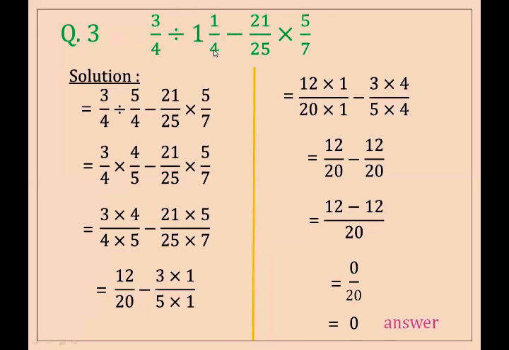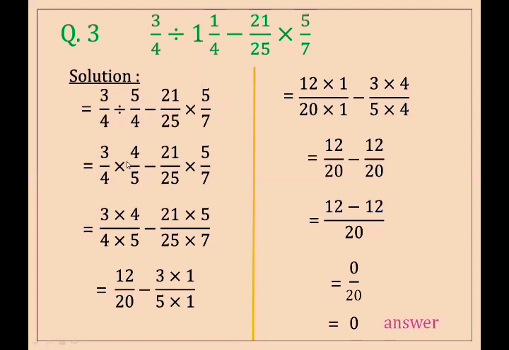Firstly we convert this mixed fraction into an improper fraction. How do we solve this? Just like 4 multiplied by 1, which is 4. Then we add 1. 4 ones are 4 plus 1 is 5. Here we have 5 upon 4. All the other fractions are as they are. Here we only convert this mixed fraction into an improper fraction. Here we write 3 upon 4 is divided by 5 upon 4 minus 21 upon 25 and multiplied by 5 upon 7, which is the complete question given to you. Only in this step we convert this mixed fraction into an improper fraction.